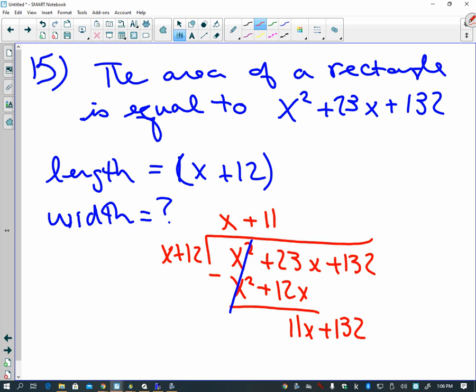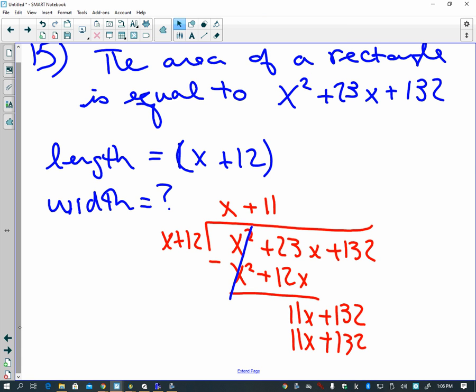Plus 11 because 11 times x is 11x. Okay, so bring that down here. Okay, what's 11 times 12? Okay, so bring down 132. Okay, what happens next? They cancel out. Okay, which means what kind of remainder do I have? So what's the width? X plus 11. Okay.